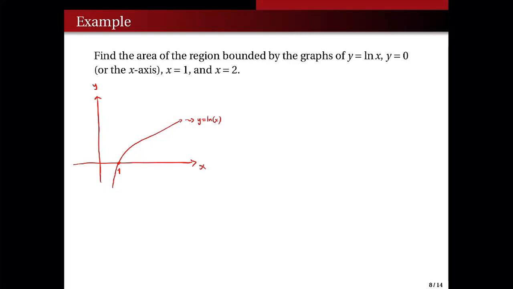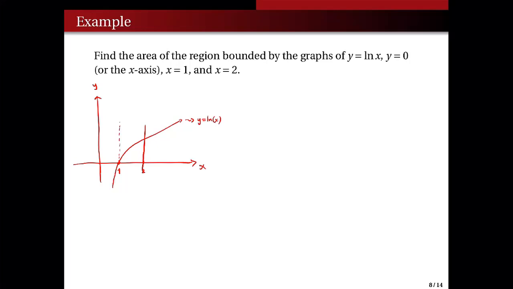And then we have y equals 0. That's just the x-axis, so it's already drawn in here. Then x equals 1, we have this. You can draw that vertical line if you want, but you will see that you won't actually need that vertical line. And then maybe this is where your 2 is. So this is 2. So you have x equals 2.